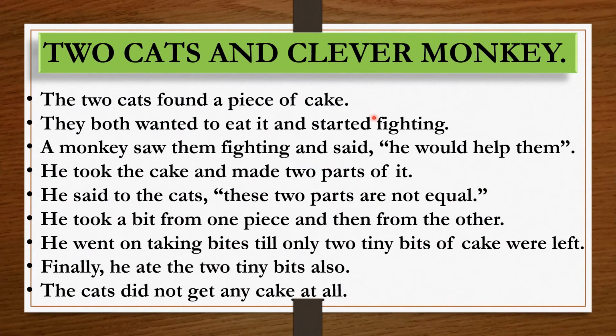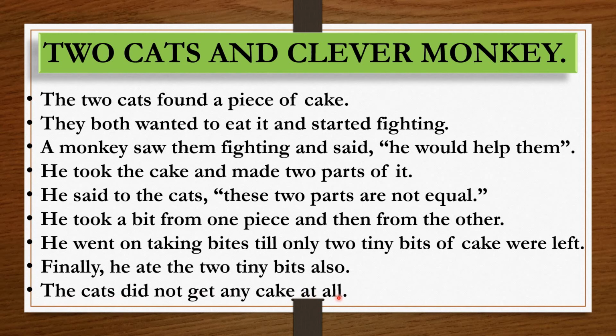So here is the story, Two Cats and Clever Monkey. I will read it. The two cats found a piece of cake. They both wanted to eat it and started fighting. A monkey saw them fighting and said he would help them. He took the cake and made two parts of it. He said to the cats, "These two parts are not equal." He took a bite from one piece and then from the other. He went on taking bites till only two tiny bites of cake were left. Finally, he ate the two tiny bites also. The cats did not get any cake at all.